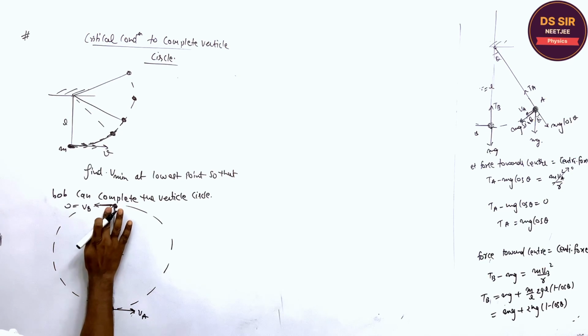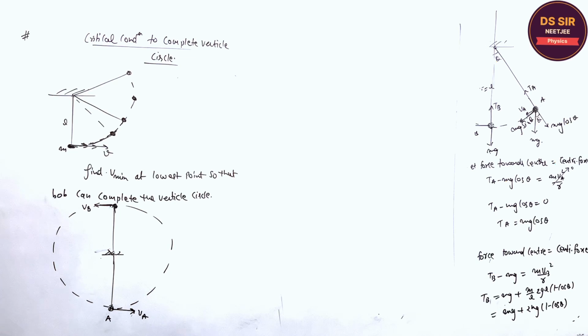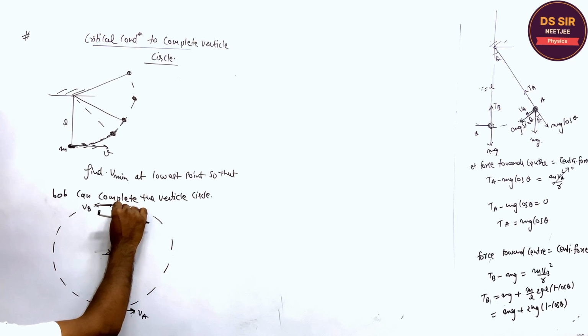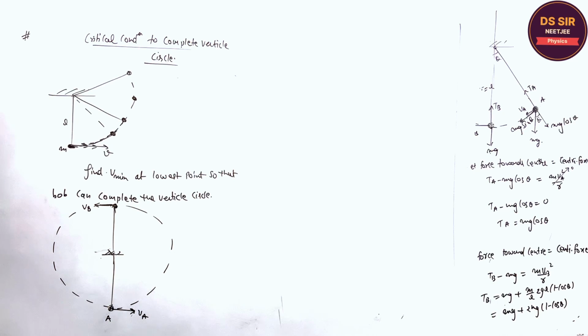It means this is not true, that the velocity must be 0, right? You do not have to reach only up to this point. If it reaches this point and the speed becomes 0, what will happen? It will come down, it will fall down. Are you getting it or not? So what is the condition to complete the vertical circle?